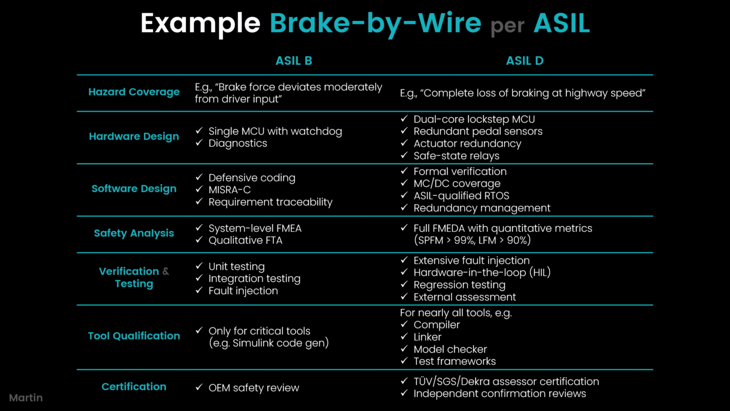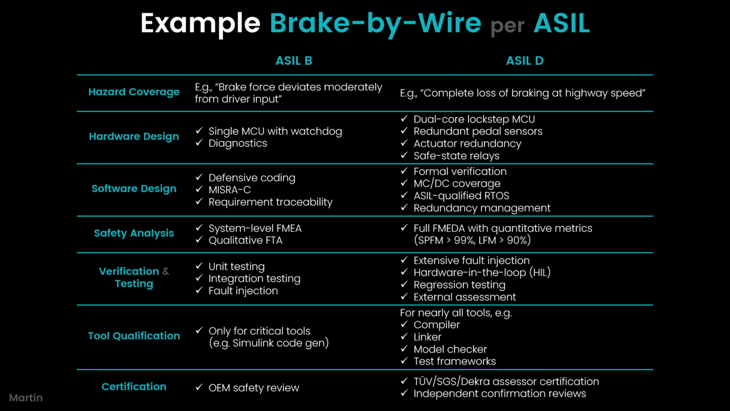In a brake-by-wire system, a hazard such as brake force deviating moderately from the driver's input might be classified as ASIL-B, since while it can reduce braking performance, the driver may still maintain some control and mitigate the situation. The safety requirements here would focus on implementing diagnostics, plausibility checks, and controlled fallback modes.